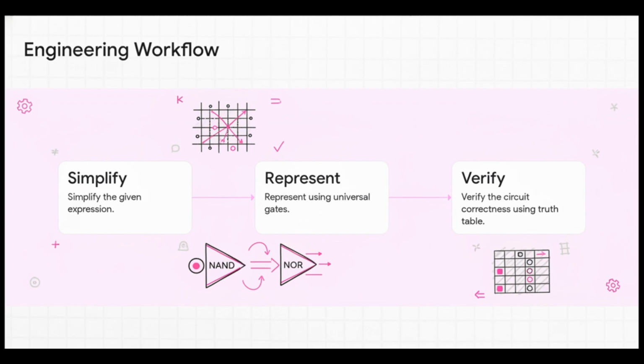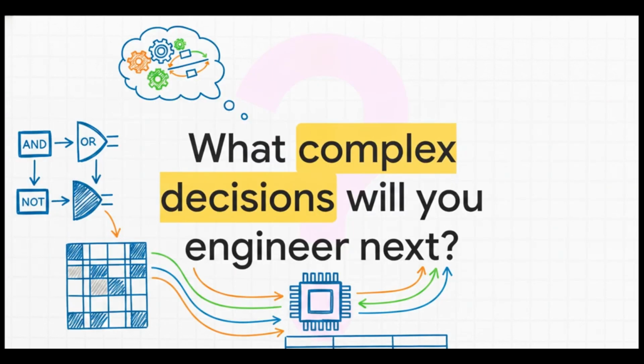The truth table is the ultimate judge here. It maps out every single possible input to prove beyond a shadow of a doubt that your output is flawlessly correct. You now completely understand the workflow from theoretical Boolean algebra all the way to proving circuit correctness. That verification step is incredibly powerful. So, here's the question I want to leave you with today. Now that you know how universal gates and K-maps build optimized circuits verified by truth tables, what complex decisions will you engineer next?